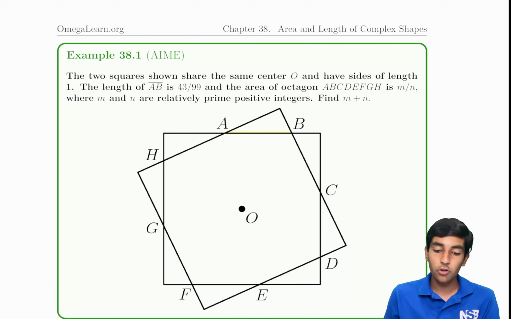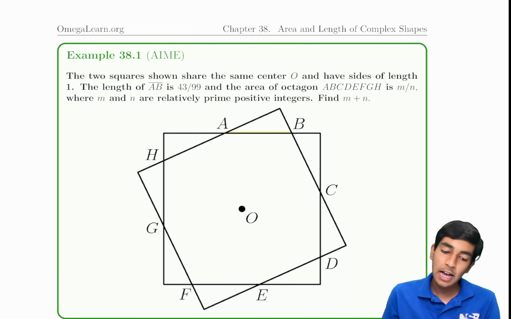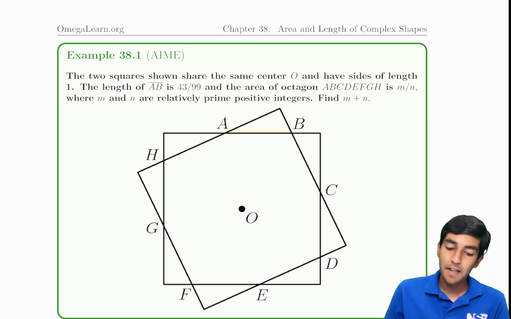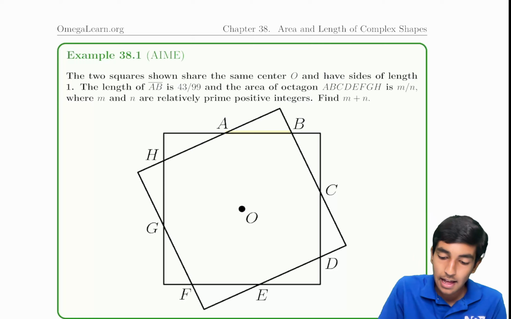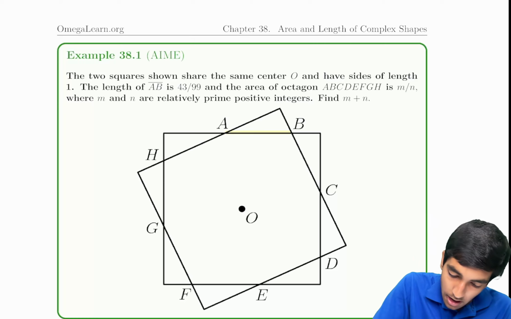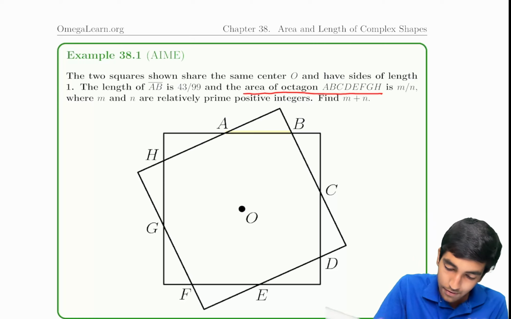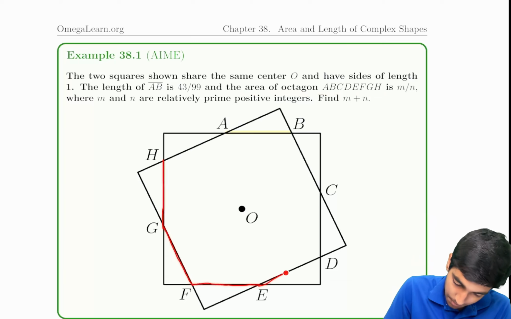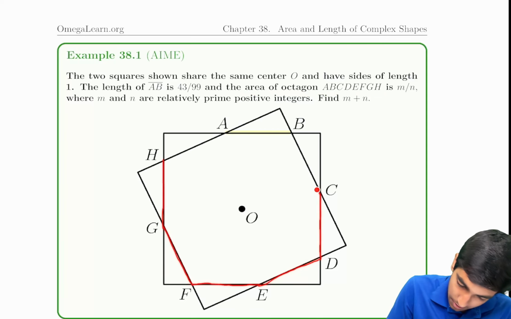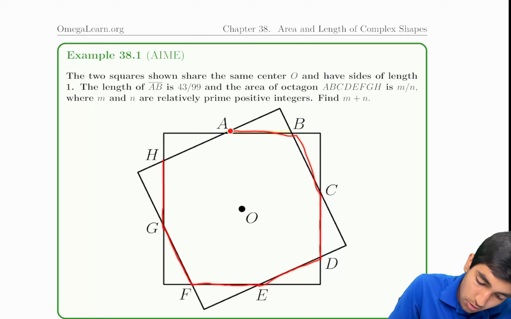Two squares shown share the same center and have sides of length 1. The length of AB is 43 over 99. And we're basically asked to find the area of this octagon. So this thingy here in the center, we just have to find the area of it. So how should we do this?